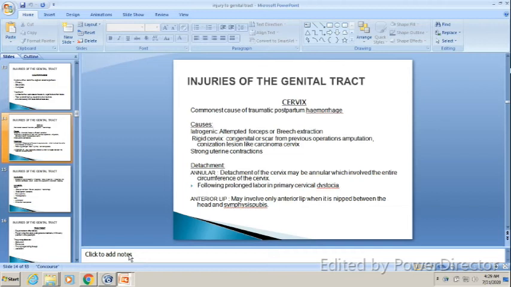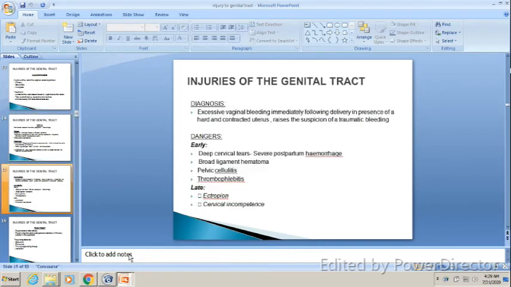It may involve only the anterior lip, when it is nipped between the head and the symphysis pubis. It's not very common. How is it diagnosed? Excessive vaginal bleeding immediately following delivery in the presence of a hard and contracted uterus raises the suspicion of traumatic bleeding. What are the dangers?